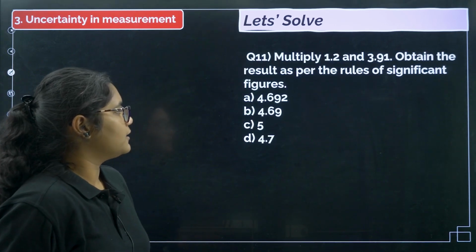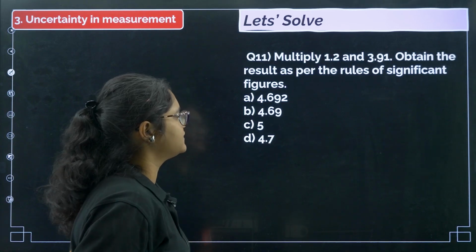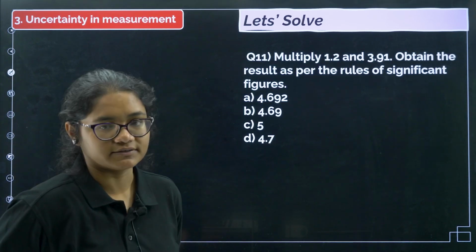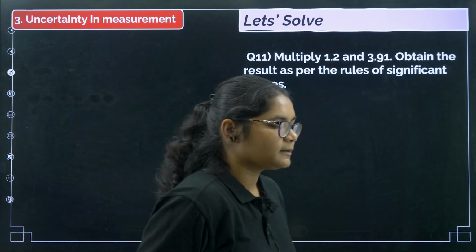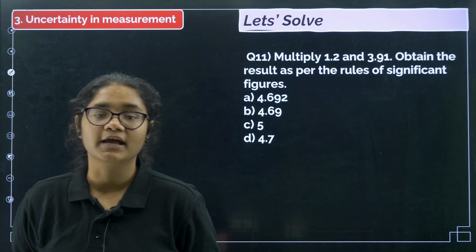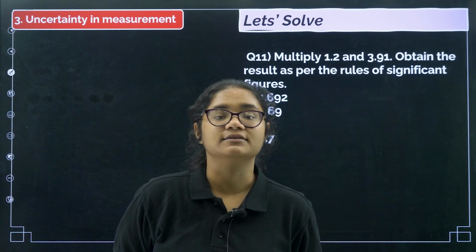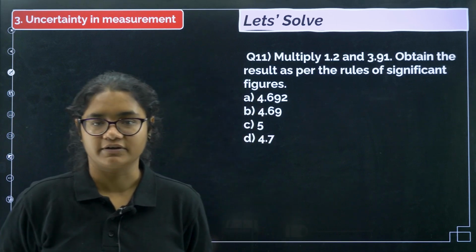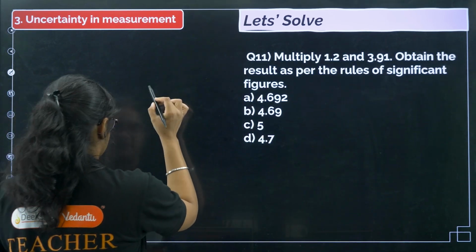Next, multiply 1.2 and 3.91 and obtain the result as per the rules of significant figures. So you need to follow the rules of significant figures. In multiplication and division, what is the rule? You need to see how many significant figures both numbers have, and the answer should have the least number of significant figures. So first let us do plain multiplication and then we'll talk about significant figures.